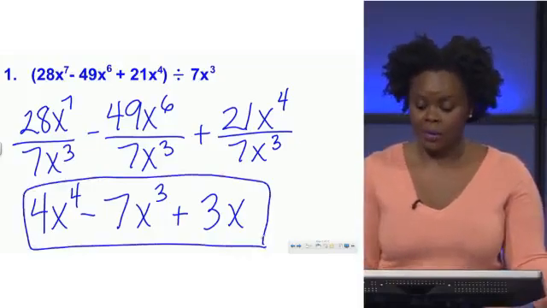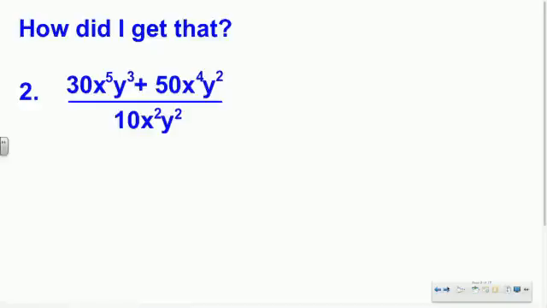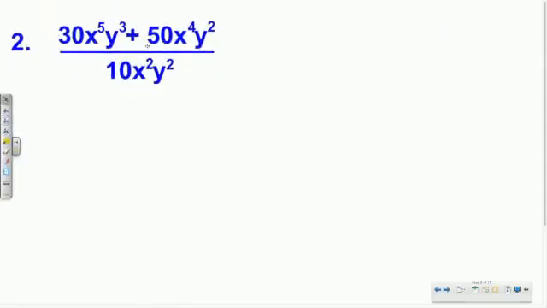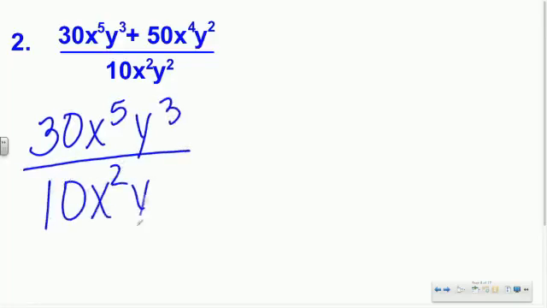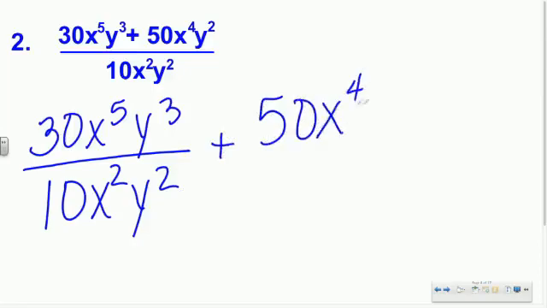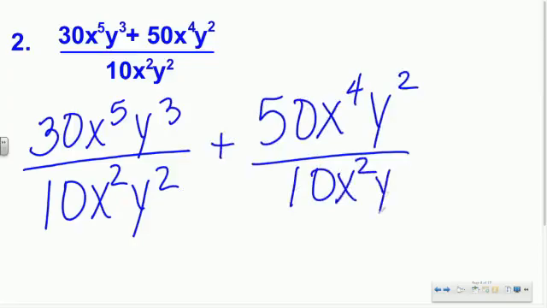Now, if you want to see the second one, here we go. Same process. Break it up into chunks. Let's move some things out of the way here. All right. Let me get my chunks. So I have 30x to the 5th y cubed. I'm going to divide that by 10x squared y squared. So I've got the first bit plus 50x to the 4th y squared divided by 10x squared y squared.